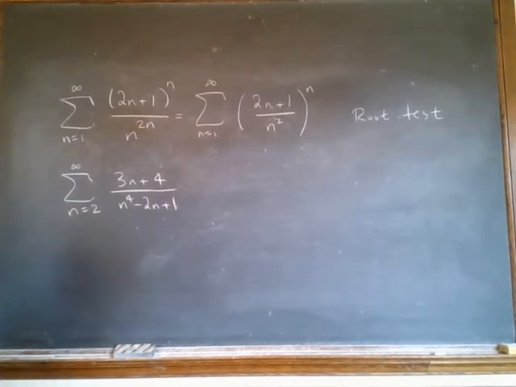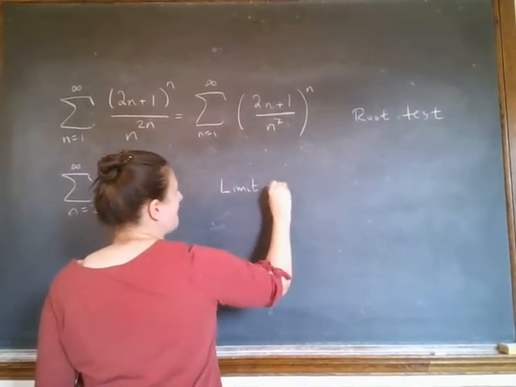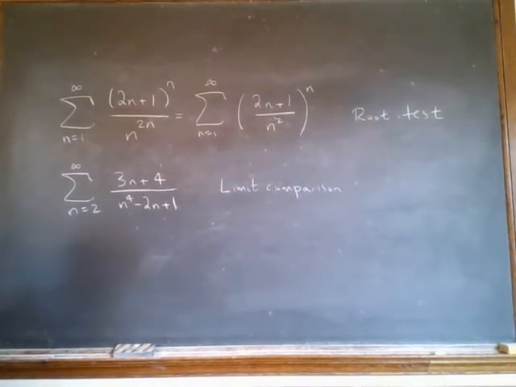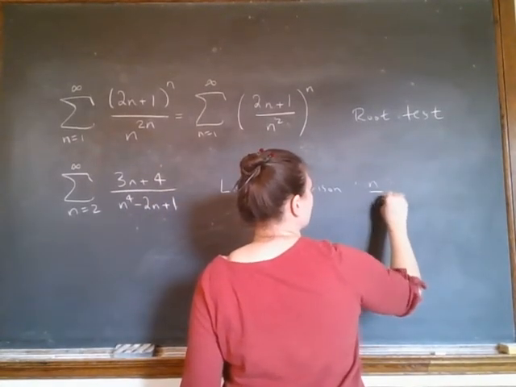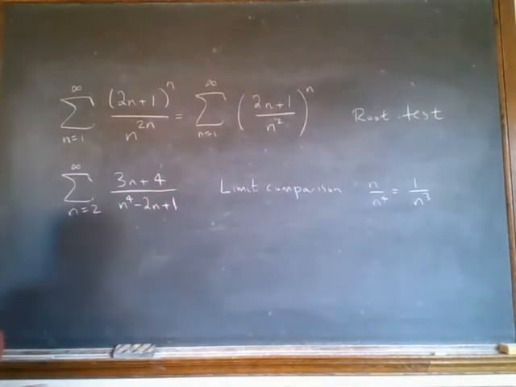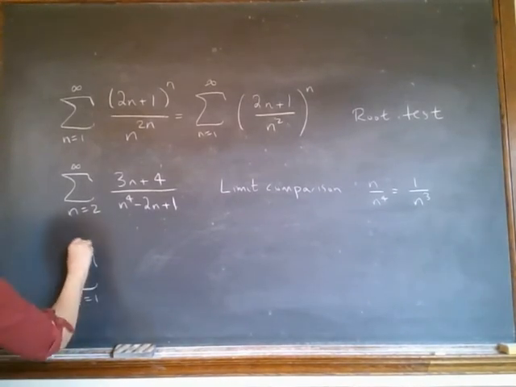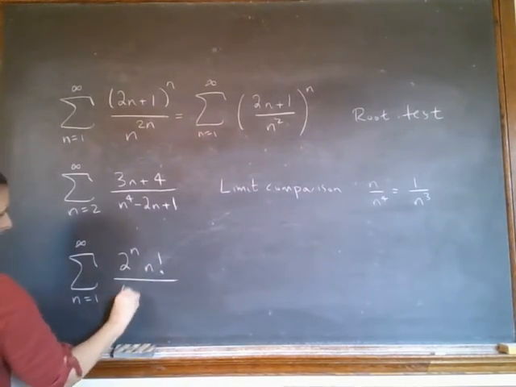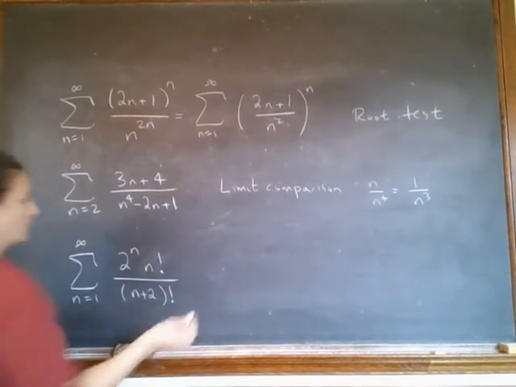Okay, rational function. I'm just going to go directly with limit comparison here. And limit comparison is going to be, okay, n over n to the fourth. So I'm going to limit compare it to 1 over n cubed. Got this guy. All right, I see factorials. I'm just going to go ratio test here.